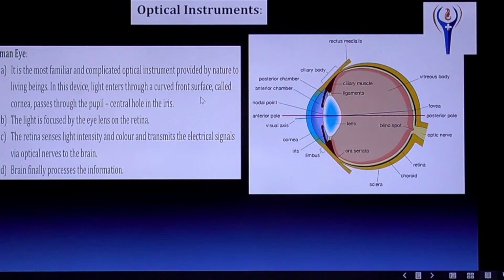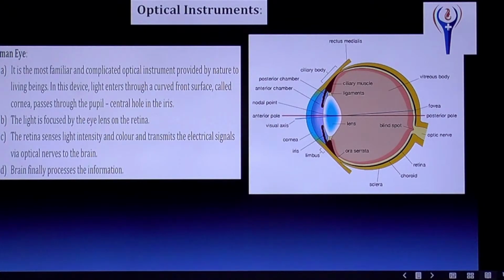The brain only processes the information and identifies this is the student, this is the staff, this is a boy, this is a girl, this is a man, this is a human being, this is an animal, this is an object. That can be sensed by the brain.